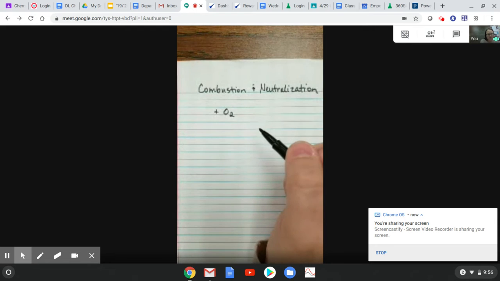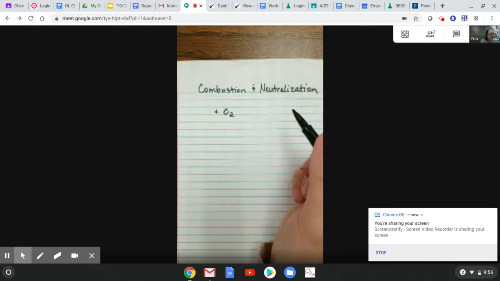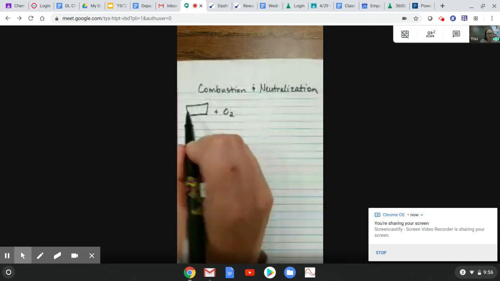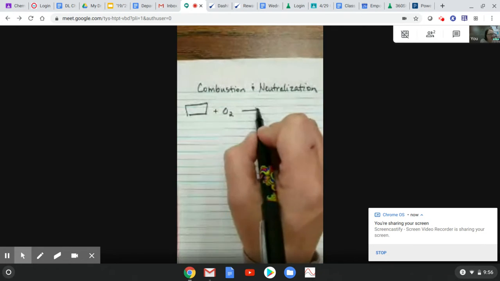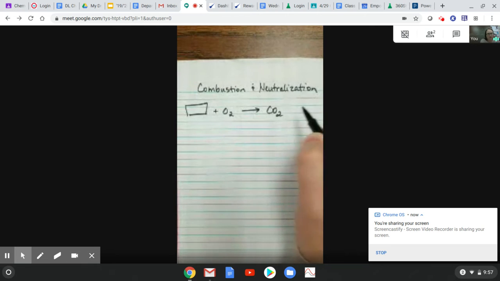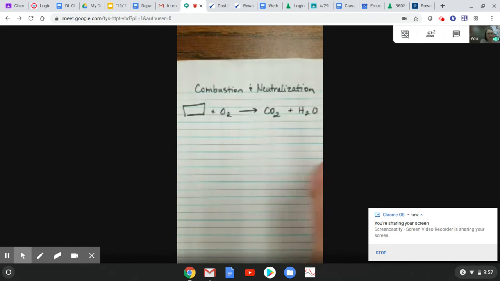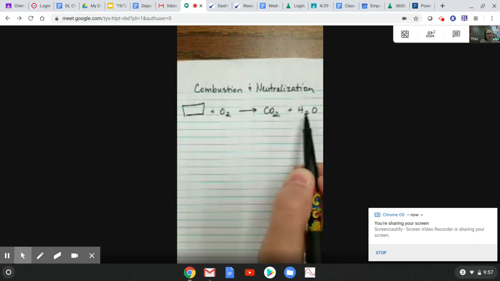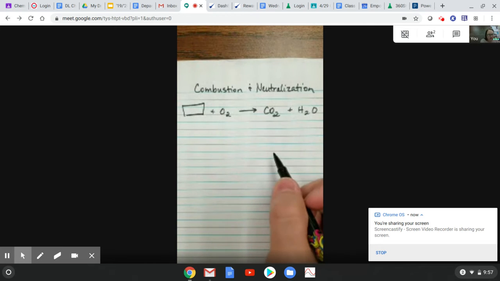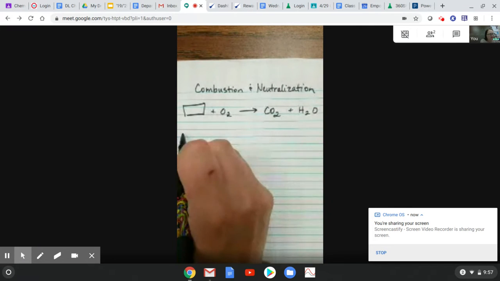And in this case, we're going to be talking about complete combustion. So whatever you are starting with, you are going to be reacting it with oxygen to burn it, and you are going to make the products of carbon dioxide and water. So we call this complete combustion because all of this molecule will become carbon dioxide and water as the waste products. So you're going to start with some sort of a hydrocarbon.